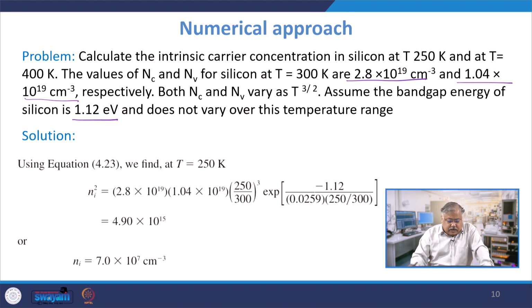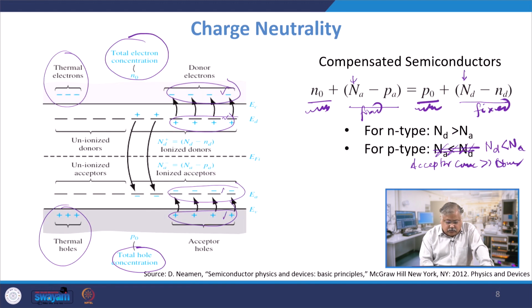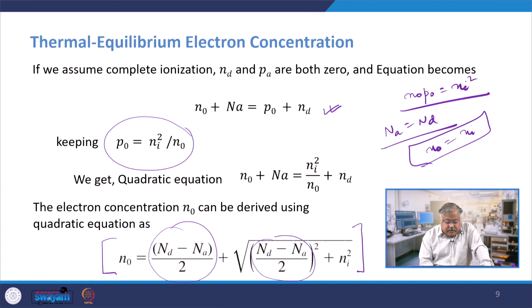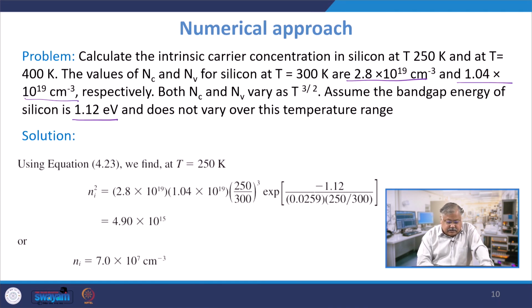So we know, if we look at the previous equation here, Ni squared, this is N0. So N0 into P0 will be equal to Ni squared. From there I can get this expression: Ni squared equals the multiple of that, to the power 3, 250 by 300, exponential this quantity, and you get this, where Ni comes out to be this.